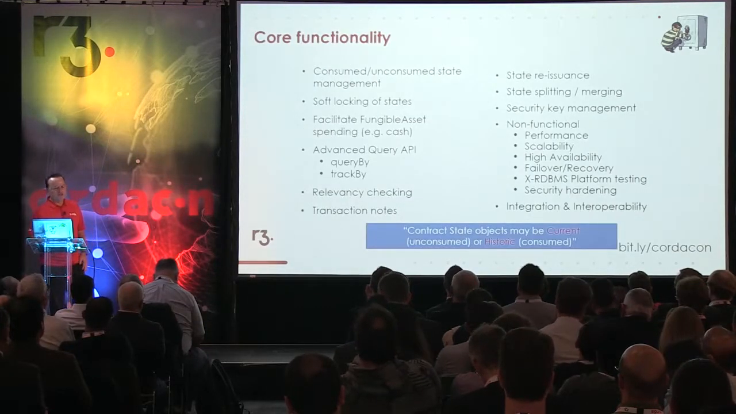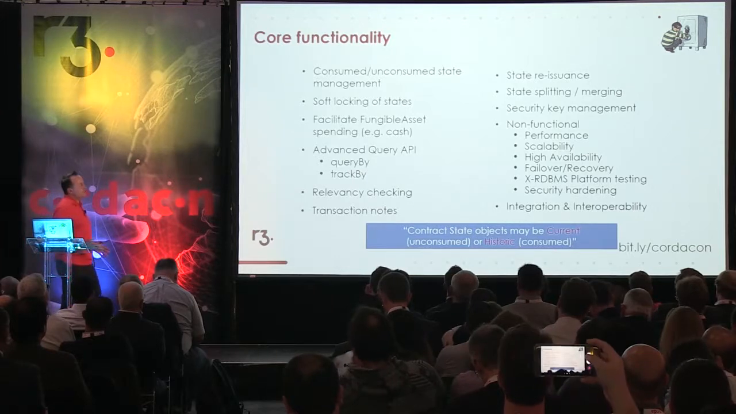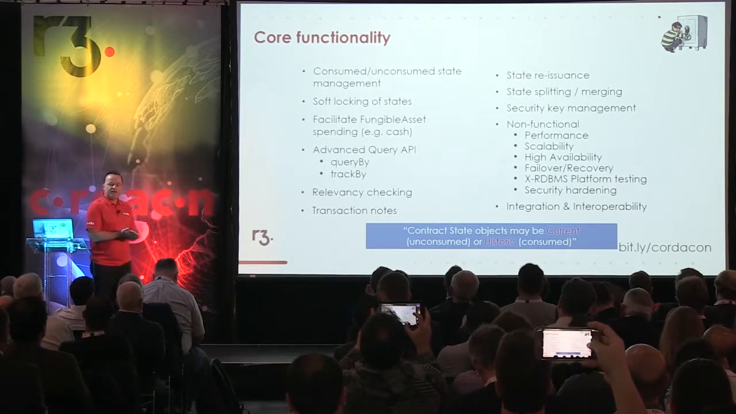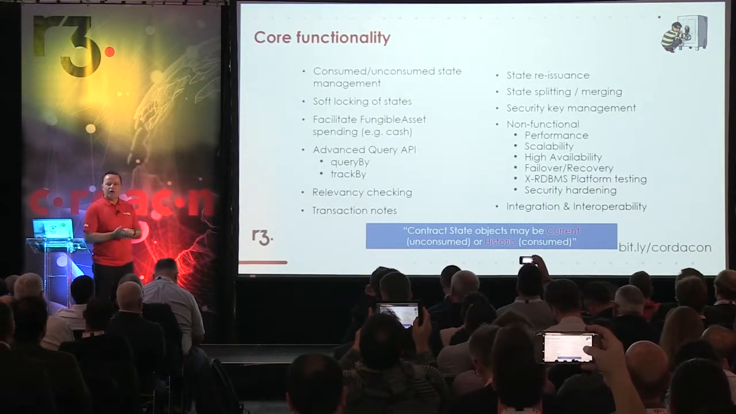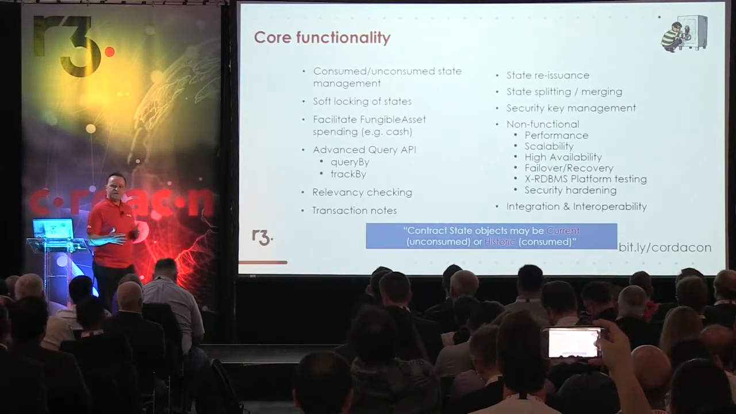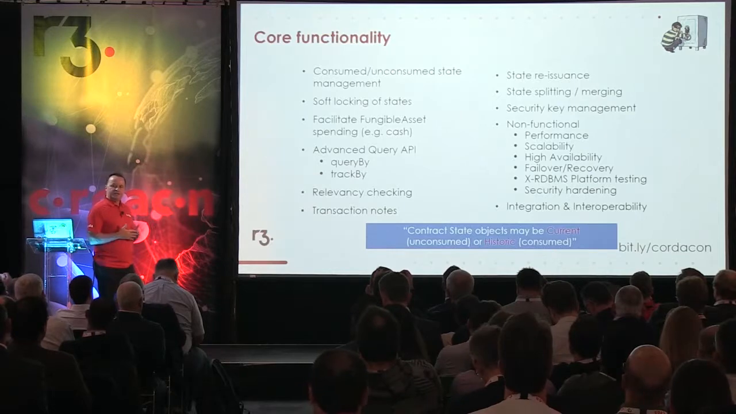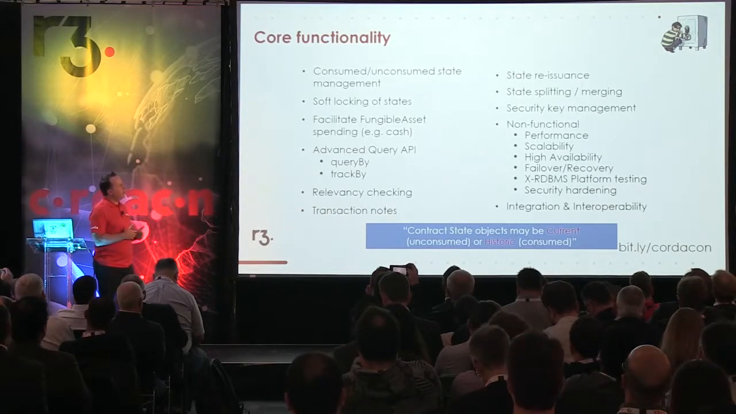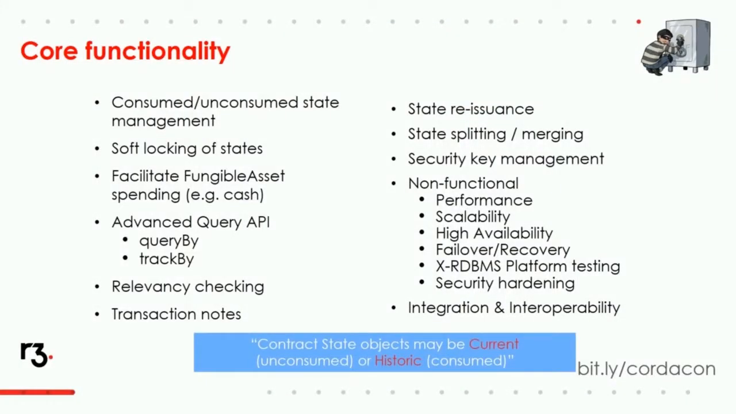So core functionality, I've already mentioned state. State in the vault can be in two states. It can be consumed or unconsumed. Consumed state obviously is no longer usable. It's been used. It's either been spent or it's end of life. And then unconsumed state, which is what we call current state, is the state that's used to evolve contracts, and it's used in spending operations.